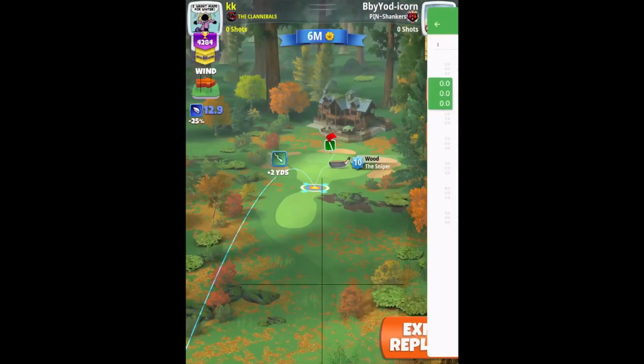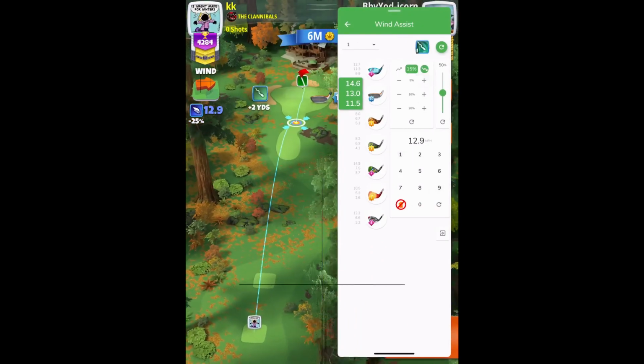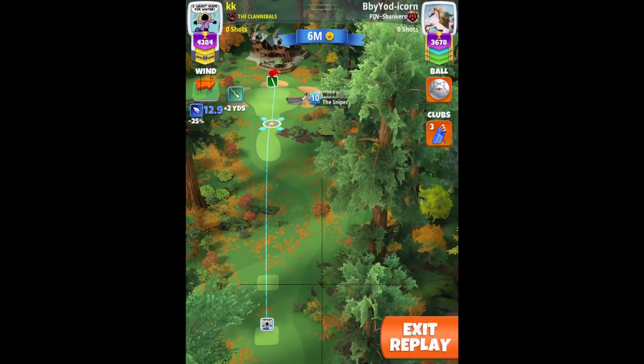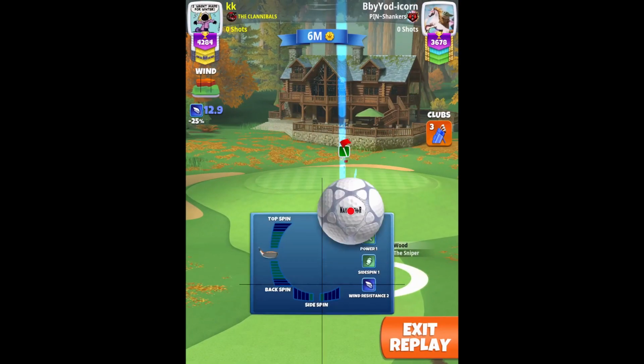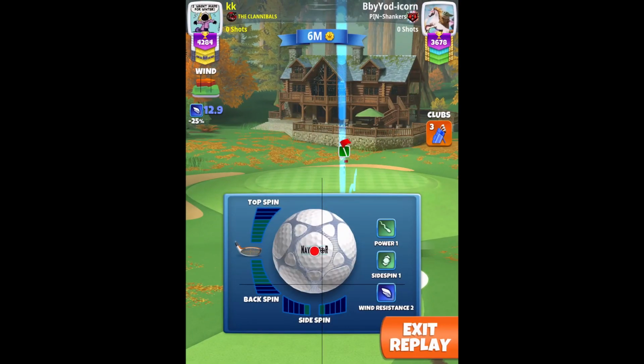This one is almost a straight crosswind. Because it's a little bit of a tailwind, I am going to set up with the sniper again. And I'm doing about 3 backspin and 1 left spin.